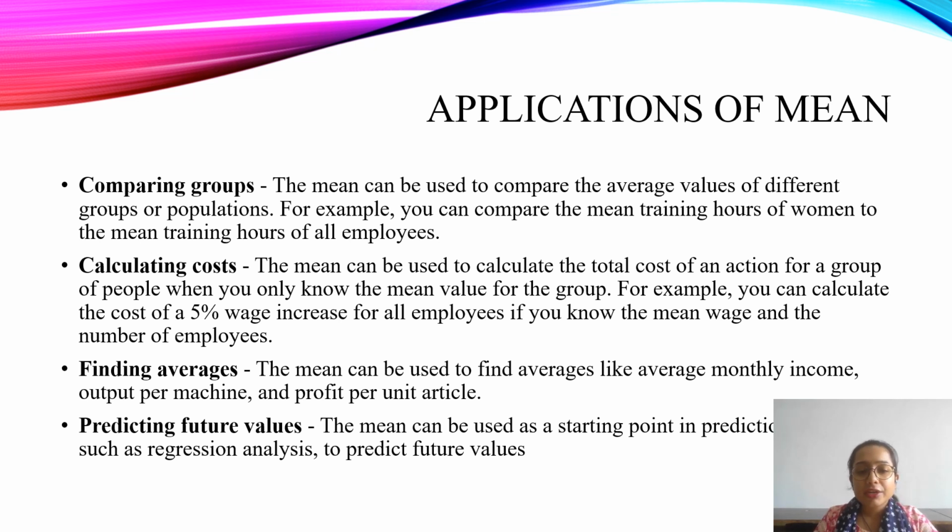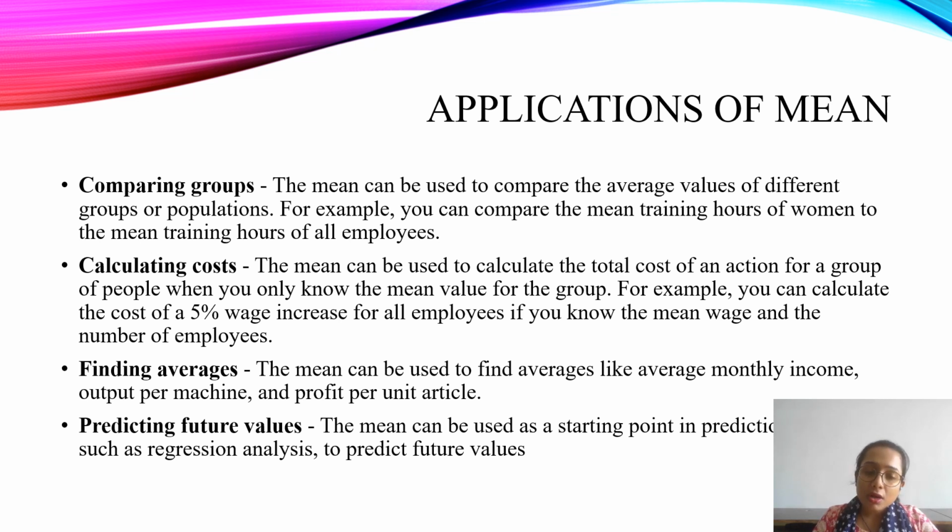Second one is calculating costs. The mean can be used to calculate the total cost of an action for a group of people when you only know the mean value of the group. For example, you can calculate the cost of a 5% wage increase for all employees if you know the mean wage and the number of employees.